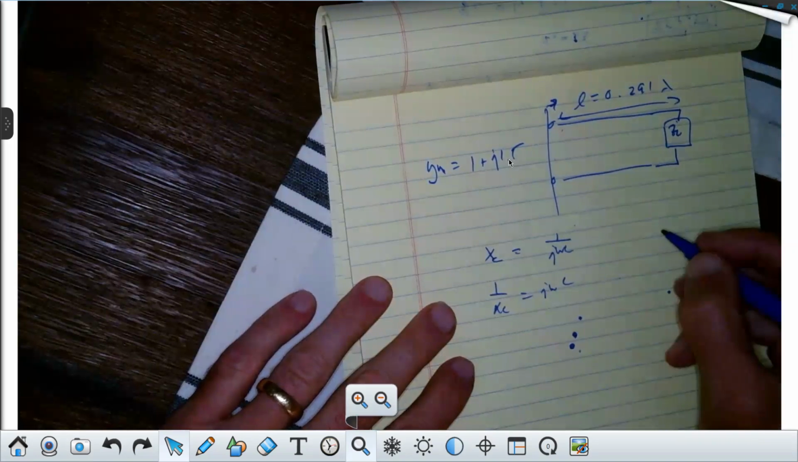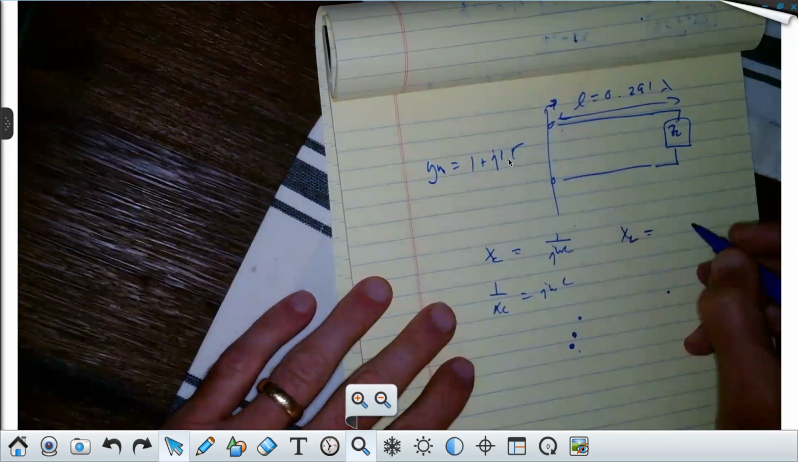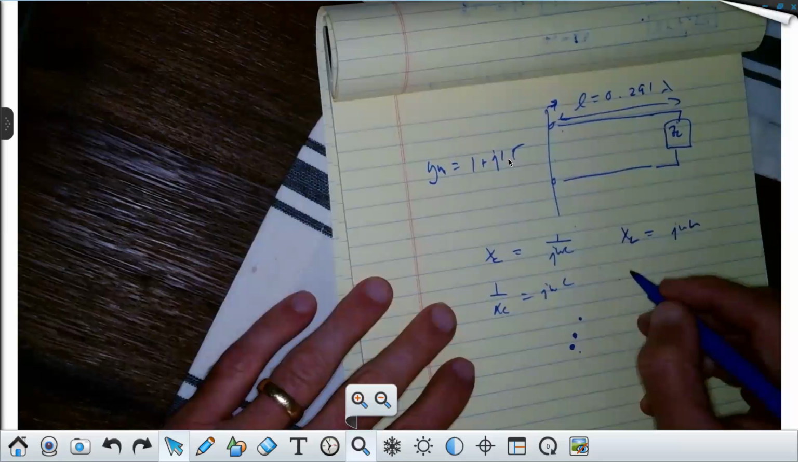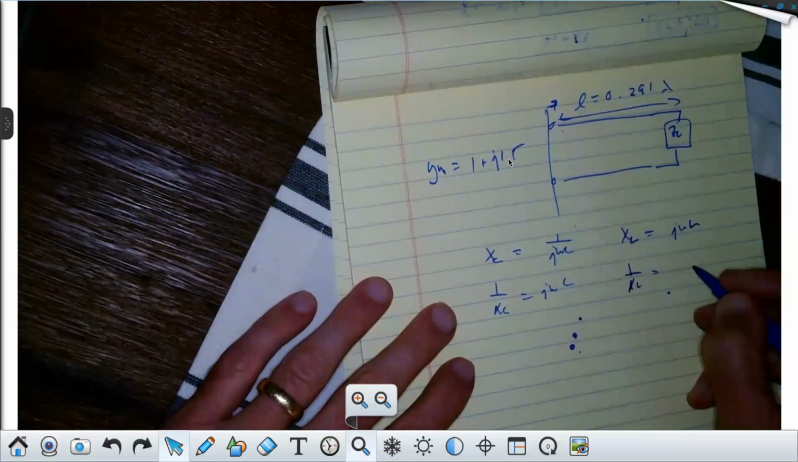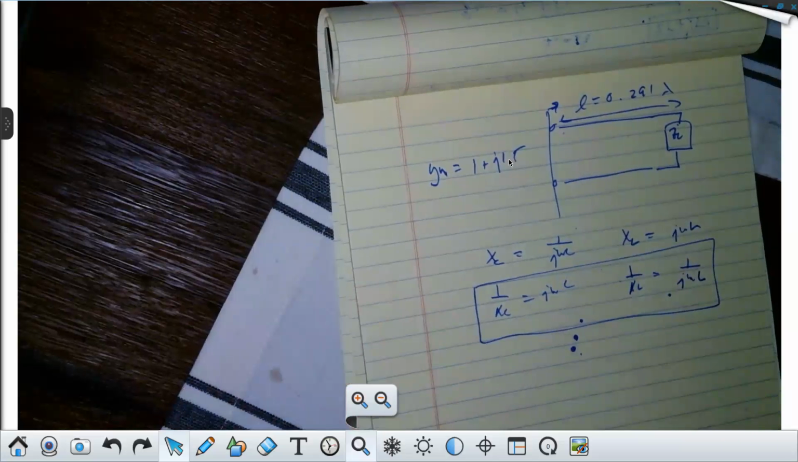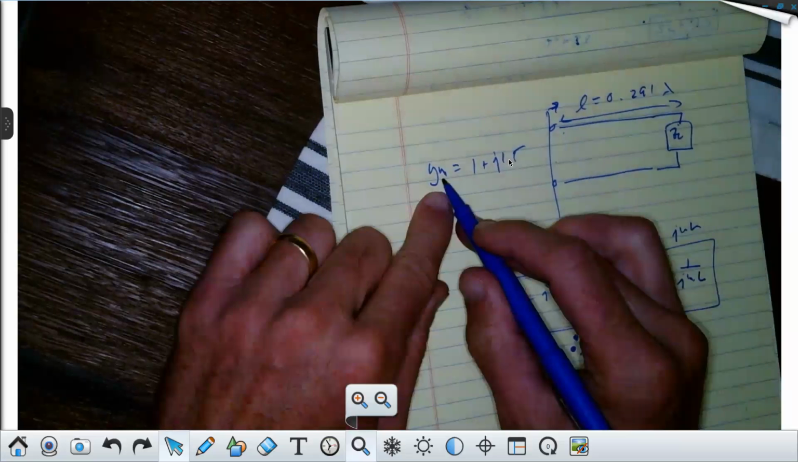When I talk about impedances, X sub L is equal to J omega L. When I talk about admittances, it's 1 over X sub L or 1 over J omega L. This is important. This is the domain we're in now, admittance domain. Now listen to me carefully. This is a normalized admittance.